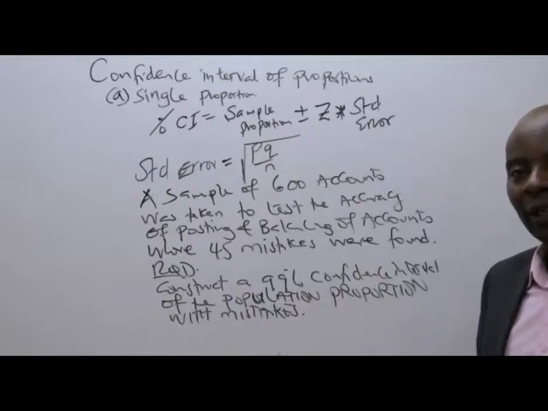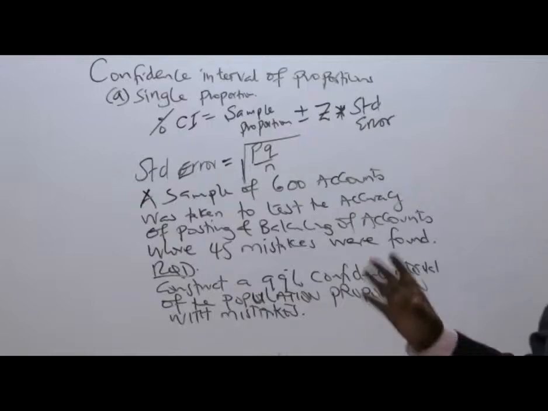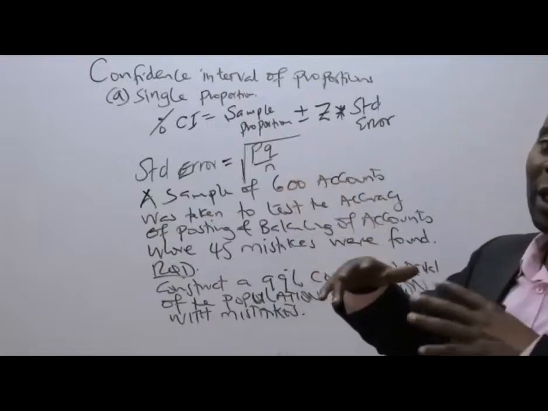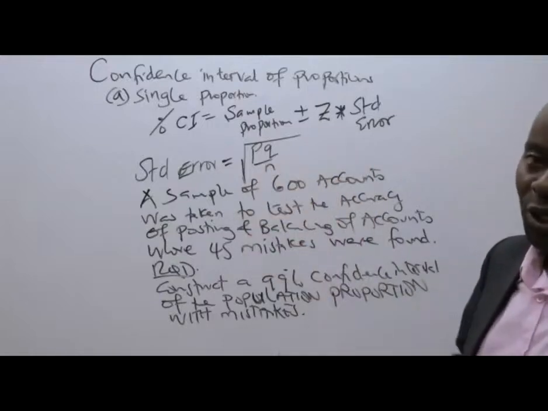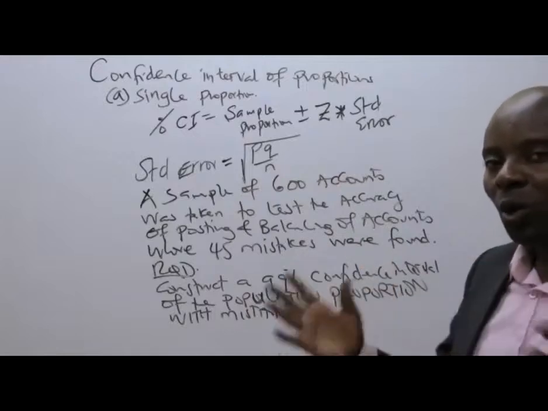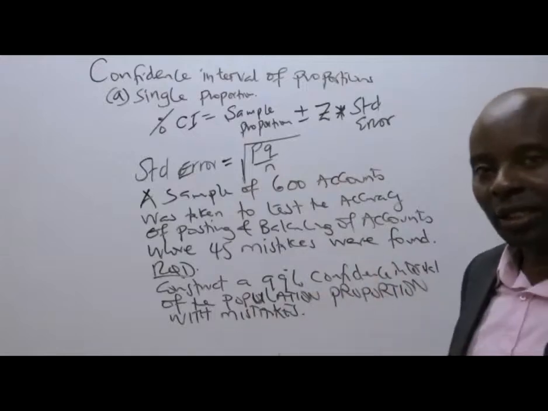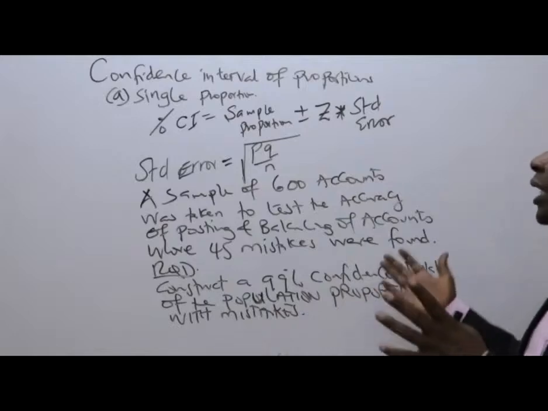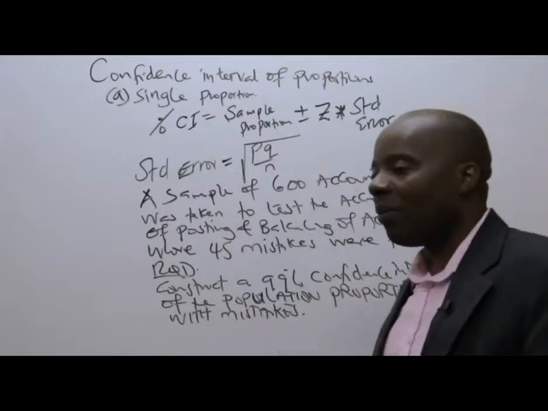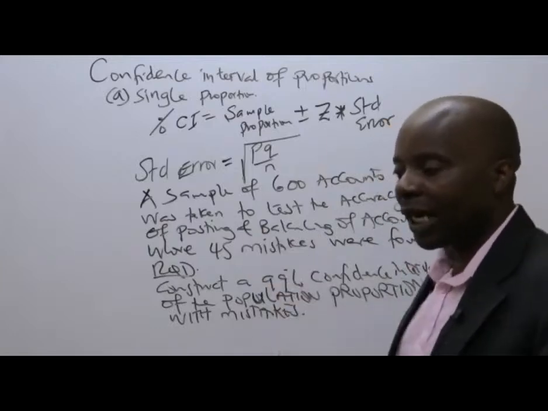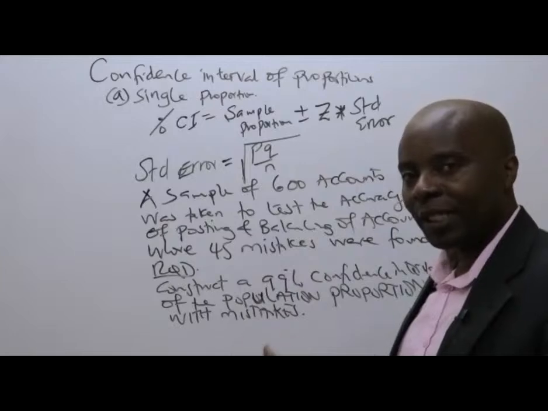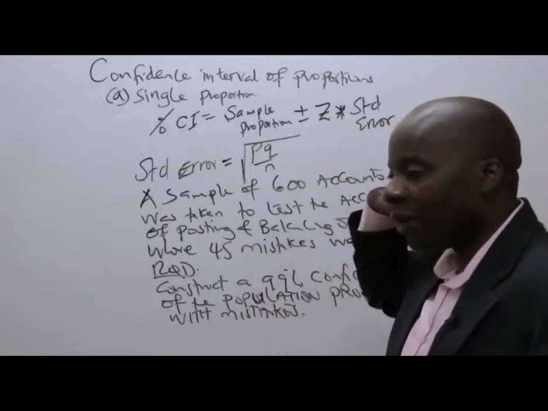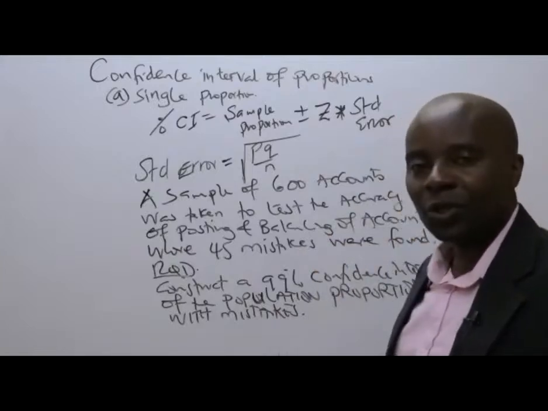Now, ladies and gentlemen, we have here a sample. We could be a big company with so many ledgers, but of course we can't go looking at the entire thing. We can't carry out a census. It'll be very expensive. So here we've taken out a sample of 600 accounts, and out of these 600 accounts, 45 of them have mistakes.